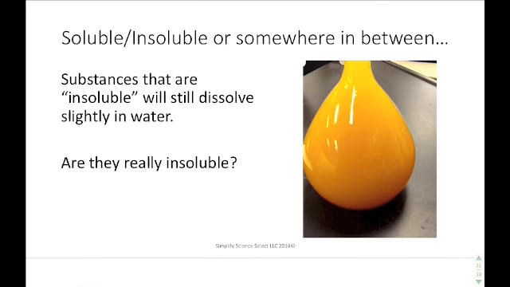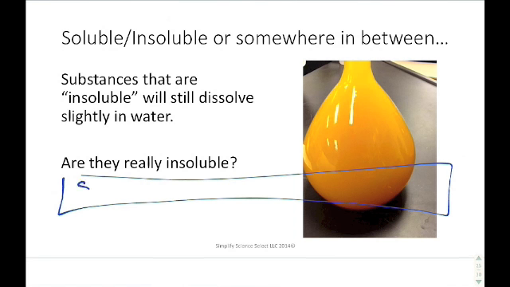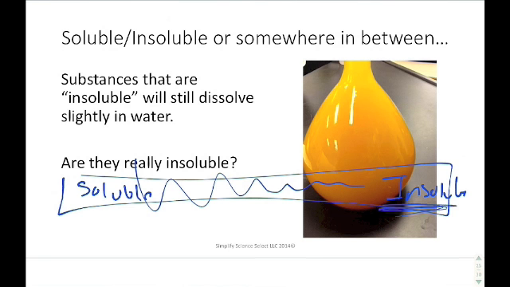All right, soluble, insoluble, or somewhere in between. So earlier we classified substances as being insoluble, saying that they wouldn't dissolve at all, or soluble, which means that they would. But in reality, there's a continuum. You have things that are soluble, and you have things that are insoluble, and there's a whole lot of gray area in between. In fact, even these will dissolve things slightly. So what is really insoluble?